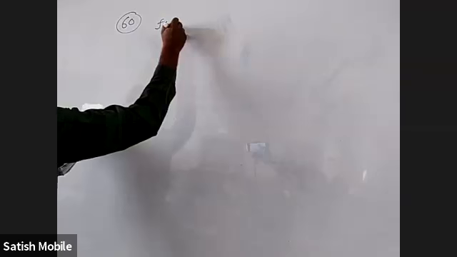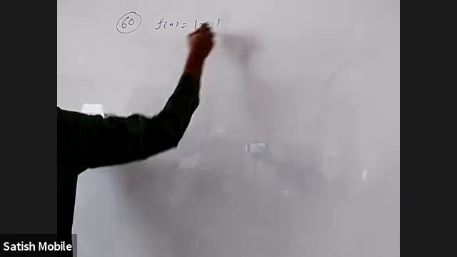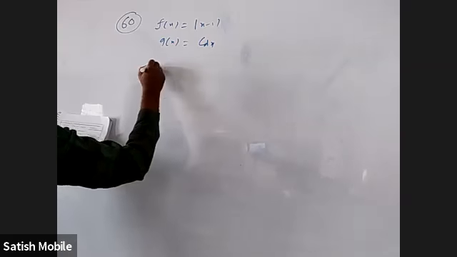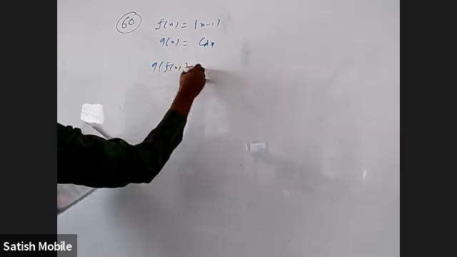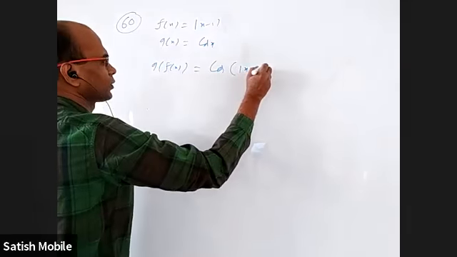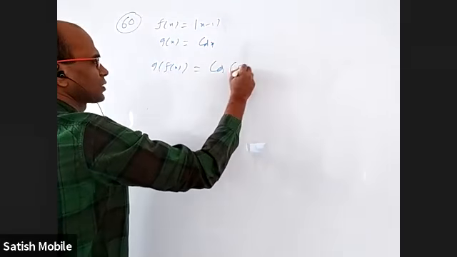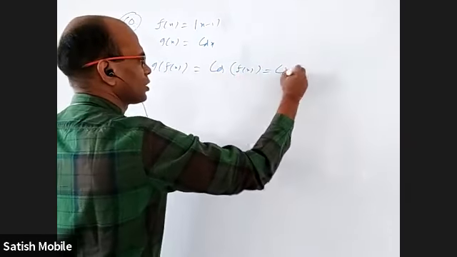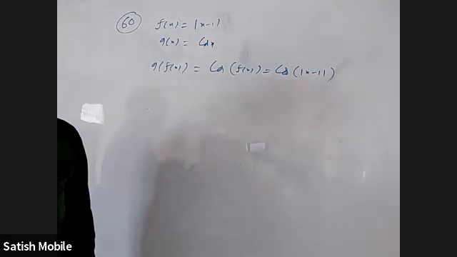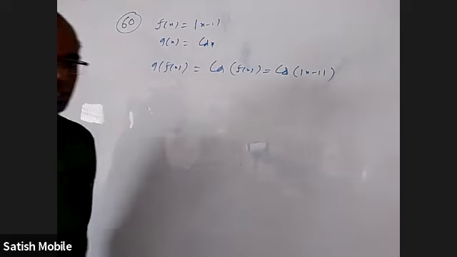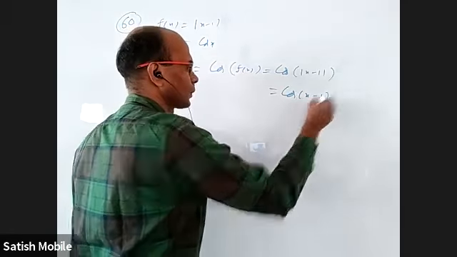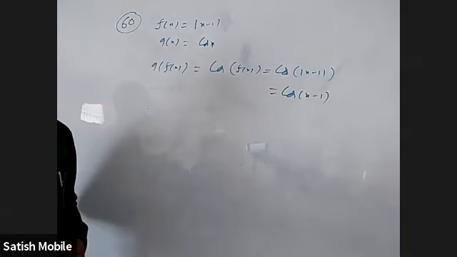f of x is mod x minus 1 and g of x is cos x. What is g of f of x? Within g I have to substitute this. g of f of x means cos f of x, which is cos of mod x minus 1. But in cos I don't need the mod because you know cos theta and cos minus theta are the same. When I remove the mod, it is easy.